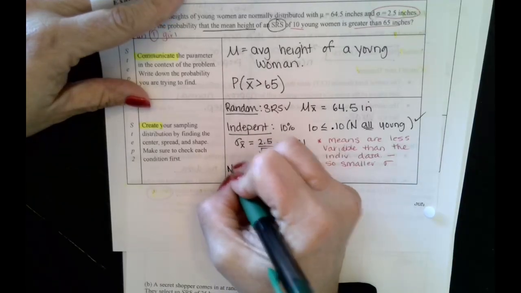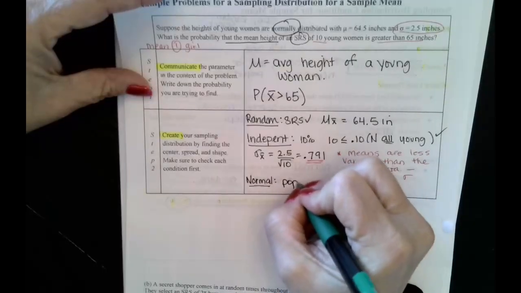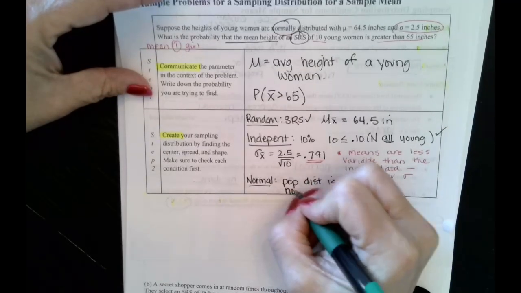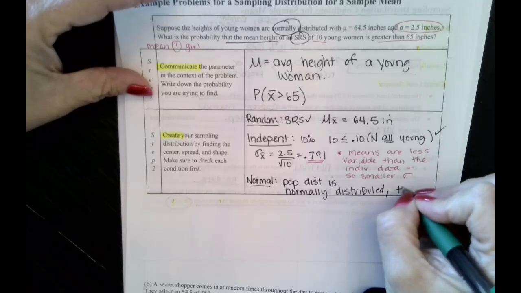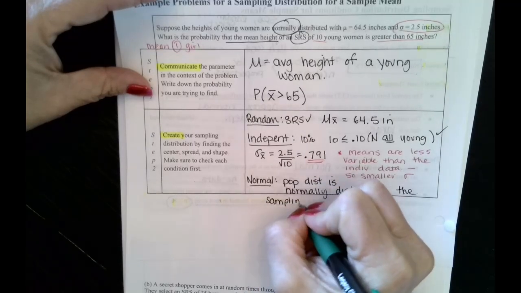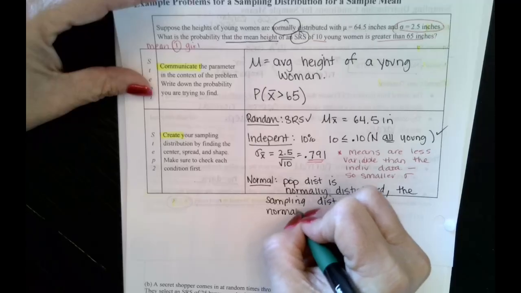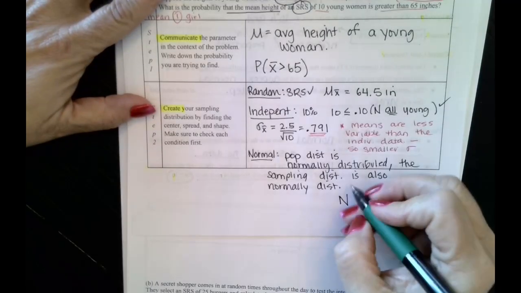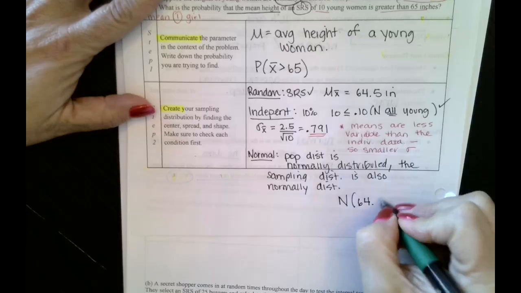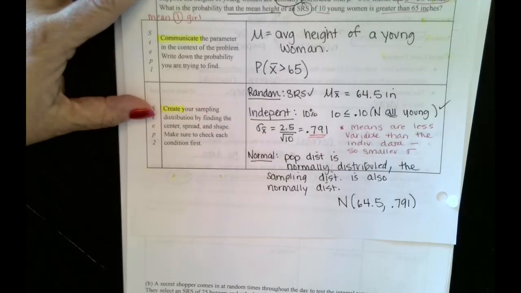Okay? Last thing we have to check here is, is this normal? All right, so if we look at this, it says, suppose these women are normally distributed. So here's what I have. Because the population distribution is normally distributed, the sampling distribution is also normally distributed. Okay, so what I can assume here is that my sampling distribution is normal with mean 64.5 and standard deviation of 0.791. So I'm going to be able to use this in my calculations.